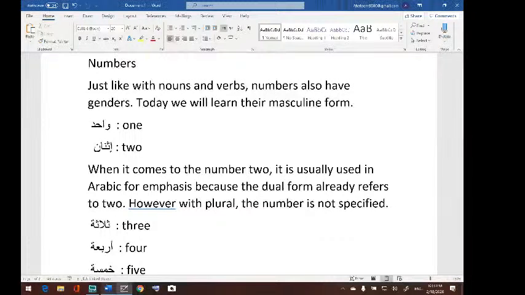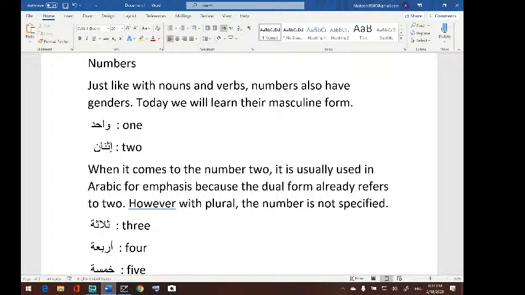Bismillah ar-Rahman ar-Rahim. Numbers. Just like with nouns and verbs, numbers also have genders. And I told you before that in Arabic, gender is a big thing. Everything has genders, female and male, right? Today we're only going to learn the masculine form of numbers, and we'll learn the feminine later on, inshallah.